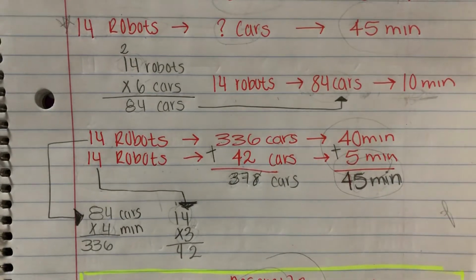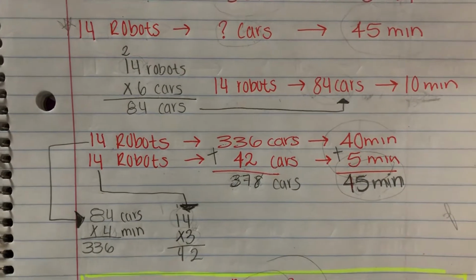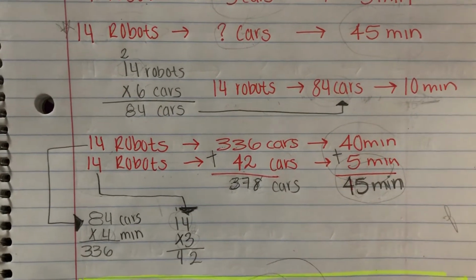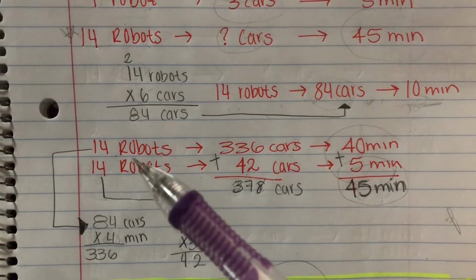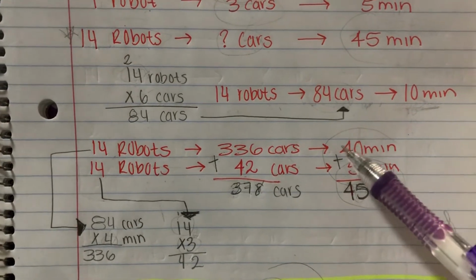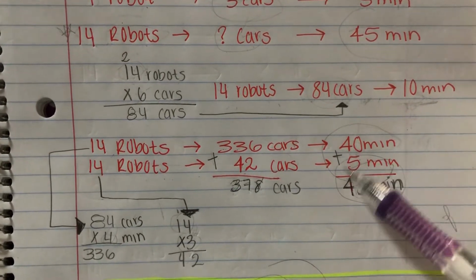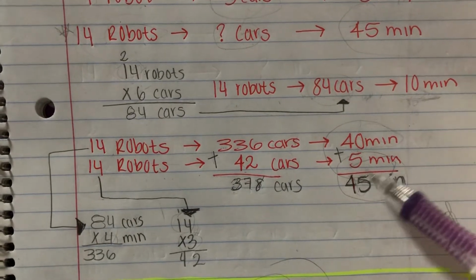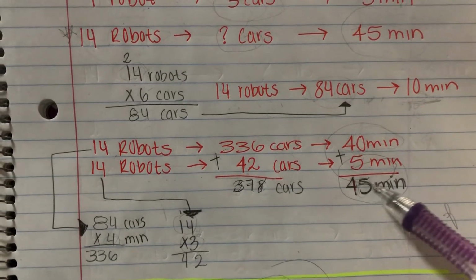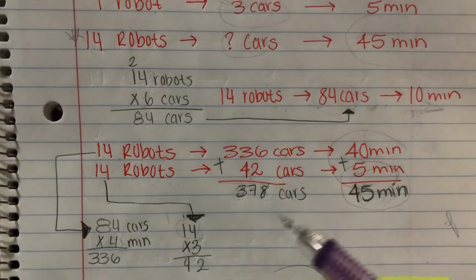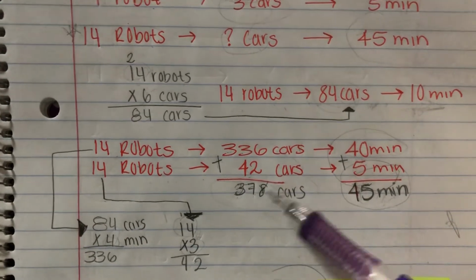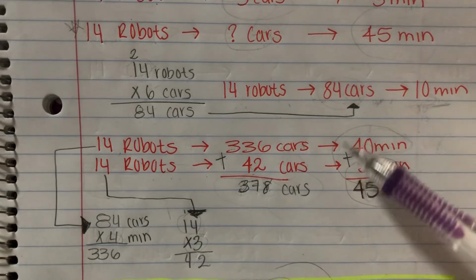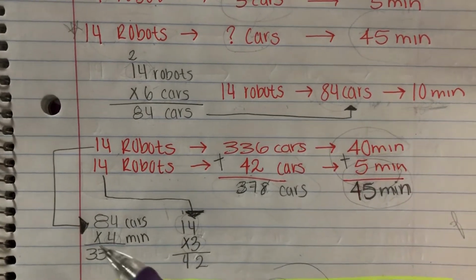Now, what I did was multiply 84 times 4. Why? Because we wanted to figure out how many cars could be built in 40 minutes, and then in 5 minutes. Add these two numbers and we get the total number of minutes that we're looking for and the total number of cars built in those 45 minutes. But let's not run ahead of ourselves and go back to this multiplication.